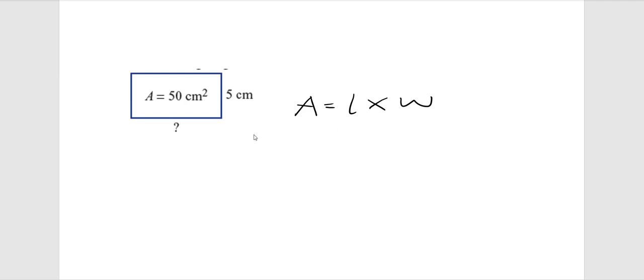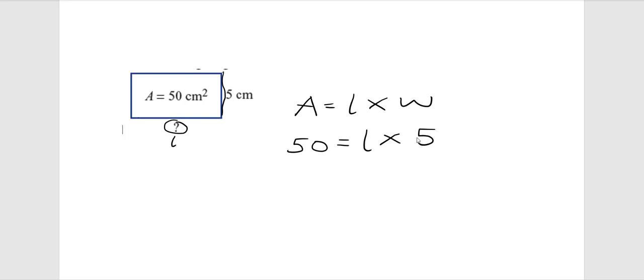Now, I can say this is a width, the shorter side, but I'm not given the length. So the question mark is saying, what is the length of my rectangle? Now, area A is 50. So if I replace A with 50, equals, I don't know what L is. I'm trying to find L, my length, times, I can see my width is 5. So I've just filled in the information given to me.